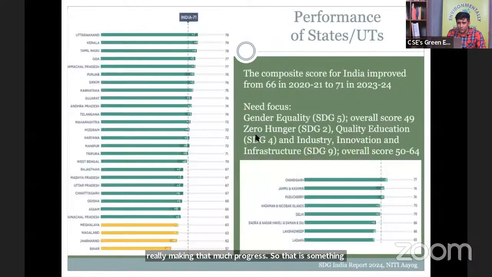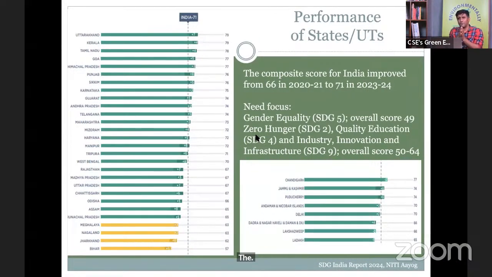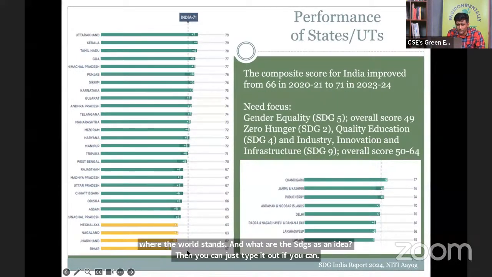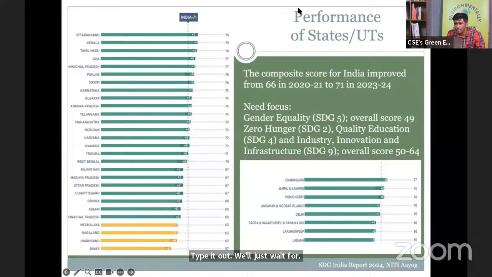We've gone through that. So any questions that you have right now about the first part of the training, where we are looking at where India stands, where the world stands, and what the SDGs are as an idea? Then you can just type it out. If you can type it out, we'll wait for a minute over here. Any questions about this? Then we'll move on to how we can take it into our classrooms.